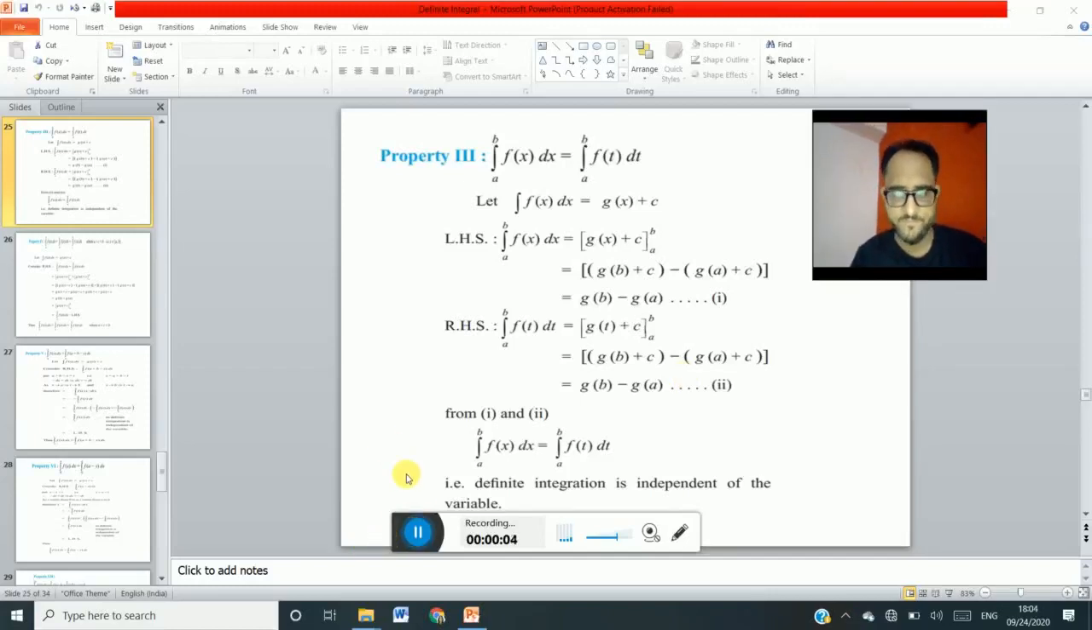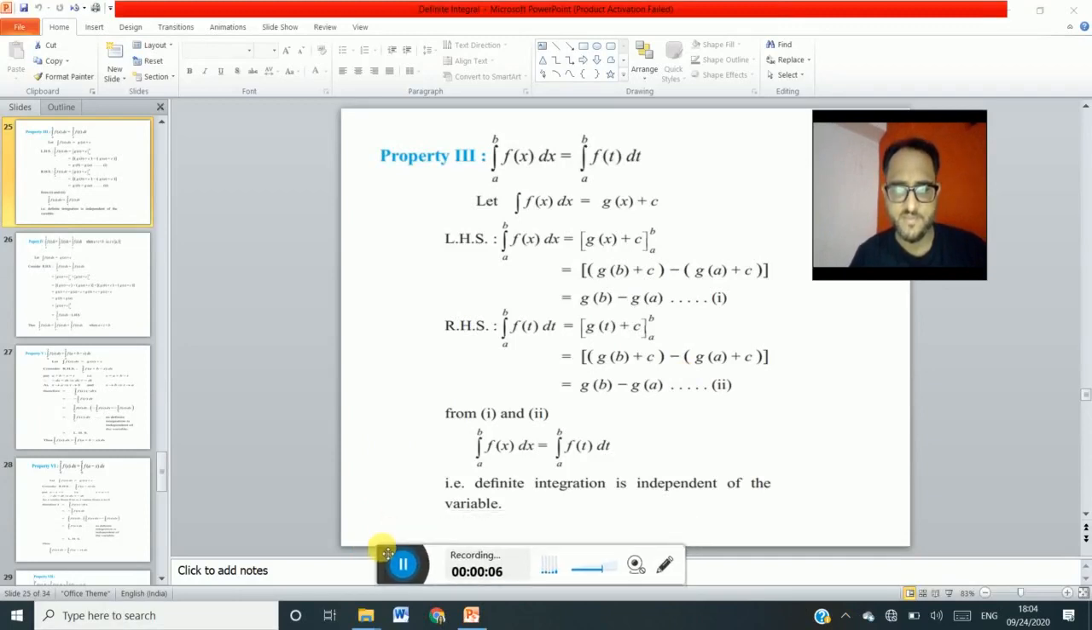Hello everyone. In the previous class, we saw the properties of a definite integral and we completed the first three properties. The third one is this: integration from a to b of f of x dx equals integration from a to b of f of t dt. What is the meaning of this? If we change the variable, then the integral is not affected.